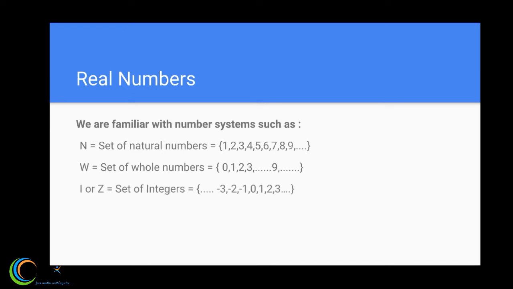Next one is the set of integers. It includes all the positive and negative numbers along with 0. It is denoted by capital I or Z. Z comes from the German word Zahlen, and Zahlen means numbers. Next one is the set of rational numbers: all those numbers which are of the form p by q, where p and q are any integers and q is not equal to 0. The set of rational numbers is denoted by the capital letter Q.